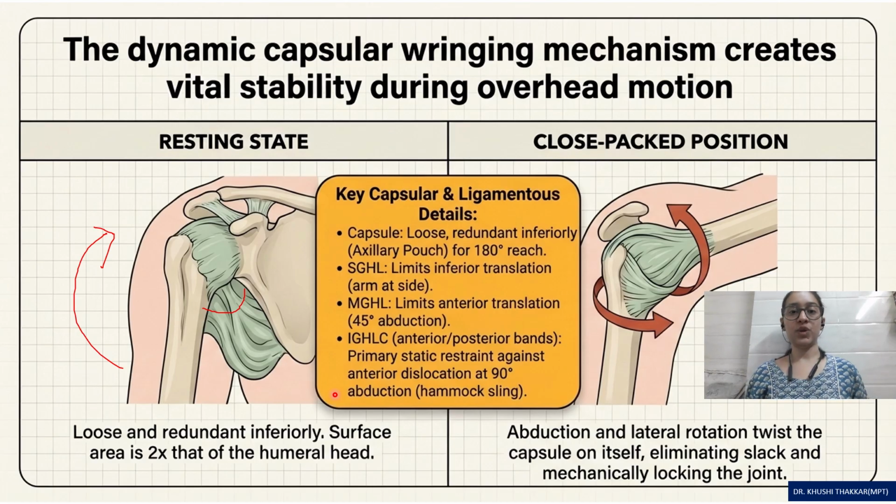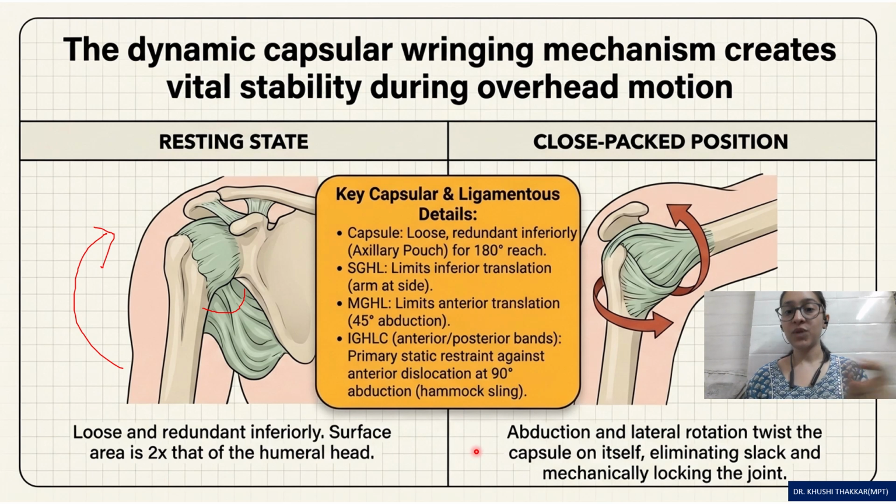This is also the close pack position of the shoulder joint. We shall be discussing this in detail. So remember, the axillary pouch and the capsule are loose and redundant inferiorly, and the surface area is 2 times greater than the humeral head. That is why we get maximum range of motion at the shoulder joint.